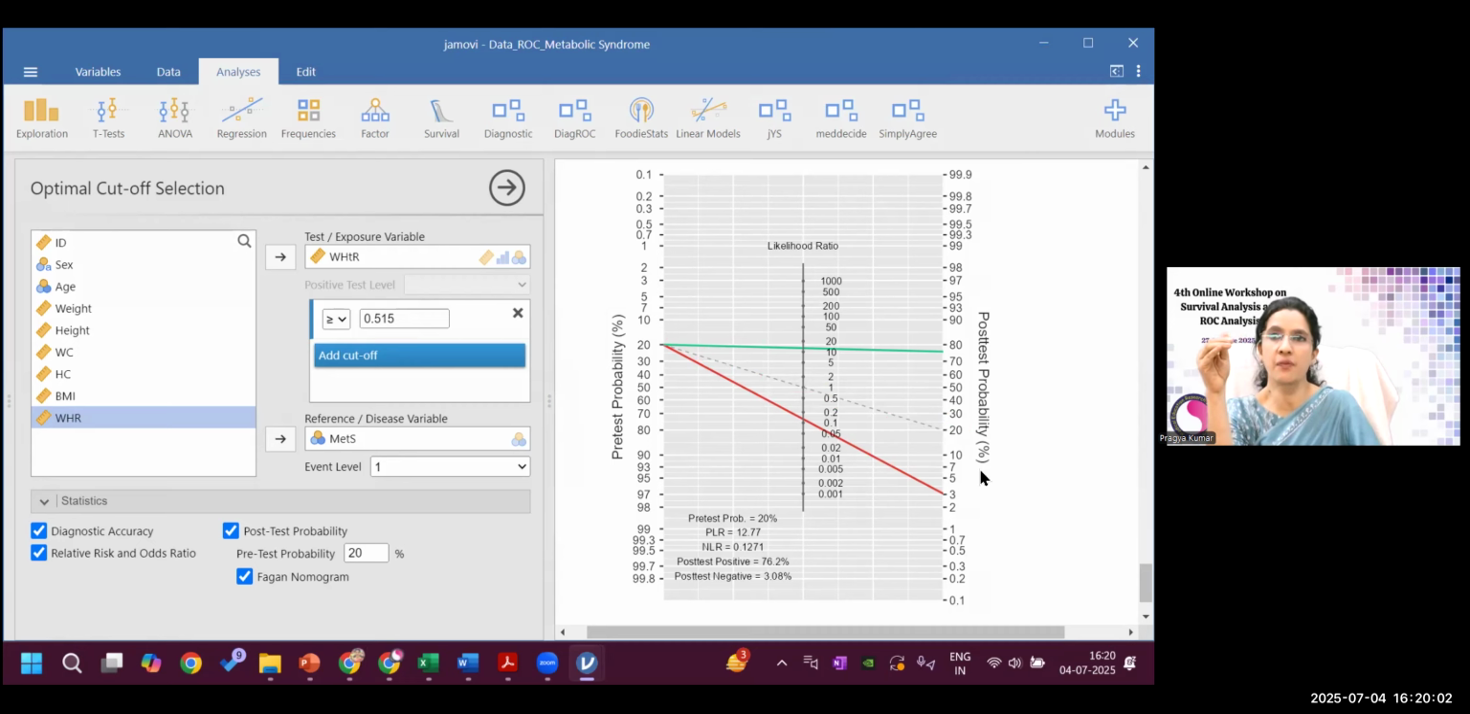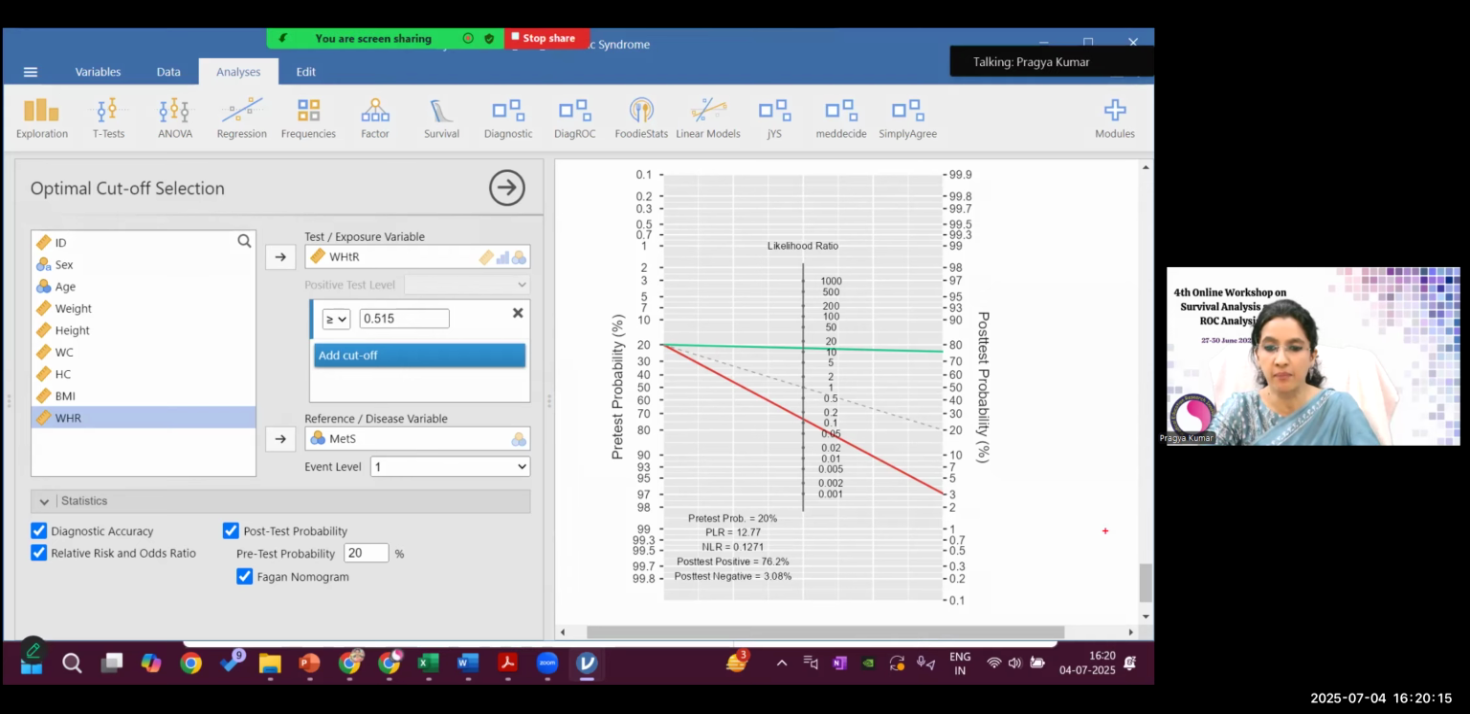If the LR is 1, generally you take it as a null value, because when the LR is 1, if you pass that line through this 1, your pre-test and post-test probabilities are the same. That means there's no need. This test result has nil yield for you. What do I mean by zero yield? That means even if you don't order a test, there is no change in the probability.